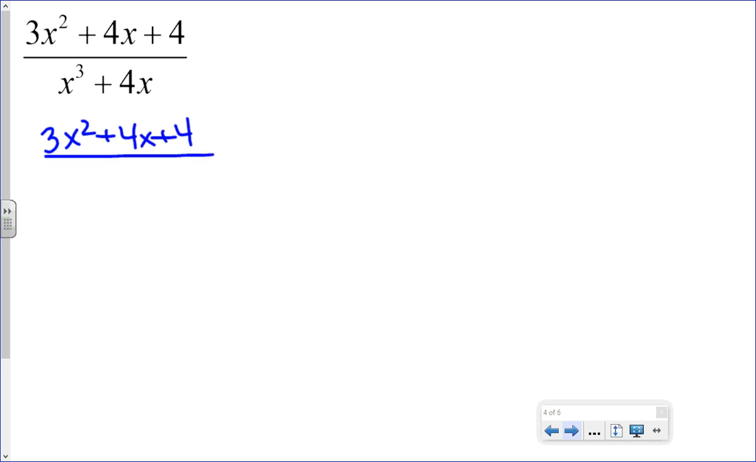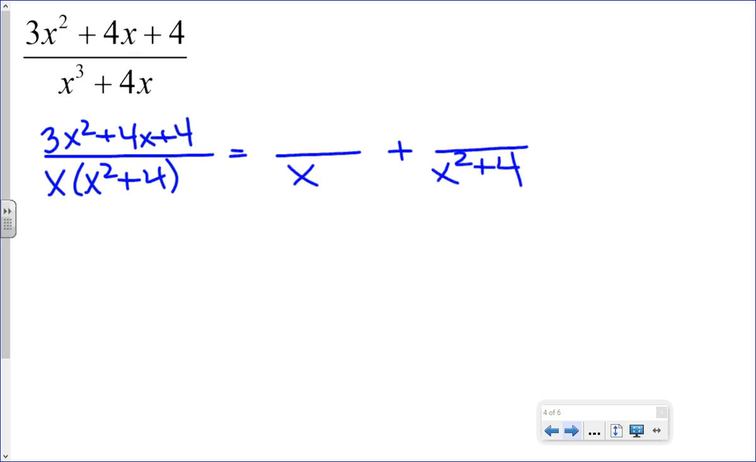So we factored the denominator to x times x squared plus 4. X squared plus 4 cannot be factored any further. That's fine. So we have 2 factors in our denominator, which means we're going to add 2 fractions together. X and x squared plus 4 were our factors. Since x is linear, we're going to put a constant in the numerator. Since x squared plus 4 is quadratic, we place a linear expression in the numerator.